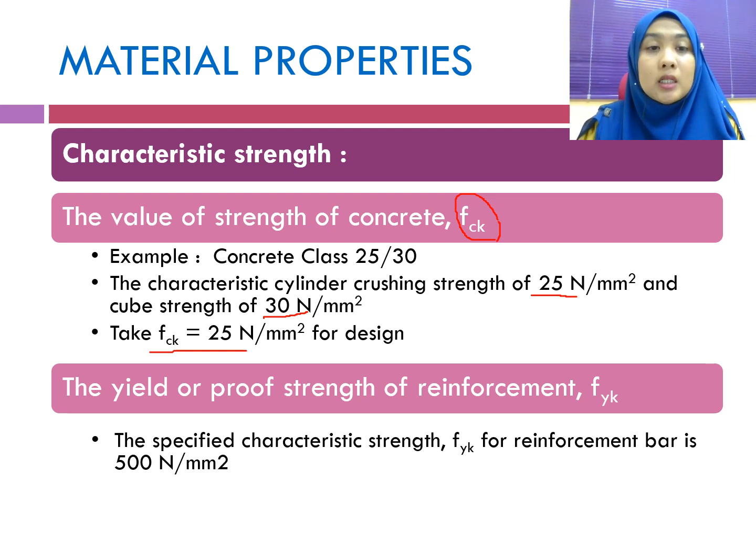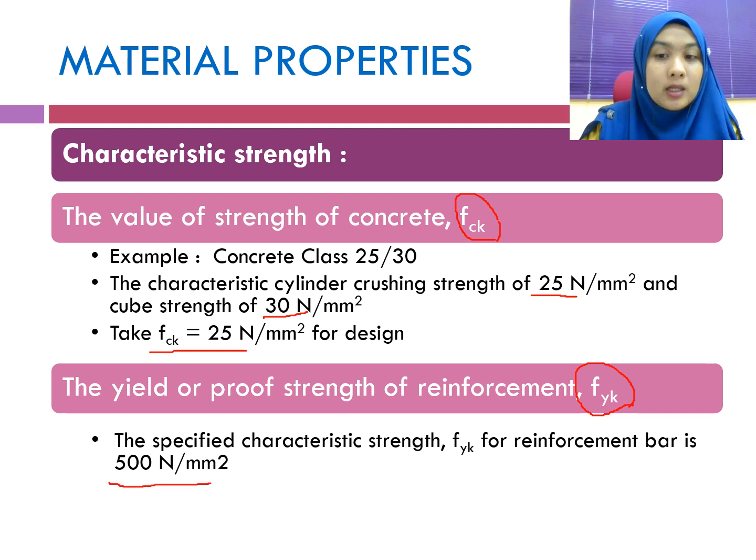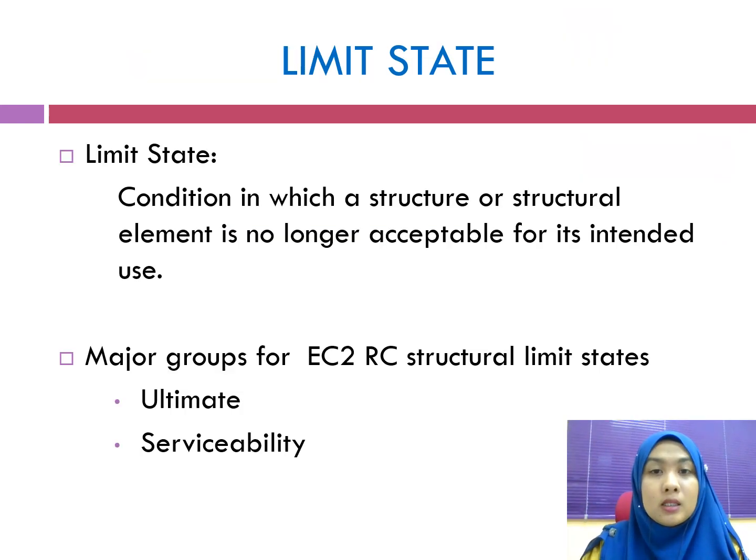Okay, for steel, the strength of reinforcement, since we are using high yield steel, the yield strength of the reinforcement we denote as FYK, and the value is constant at 500 Newton per millimeter squared. So these are the two values that we are going to use later on in our design. Alright, so next is on the limit state.